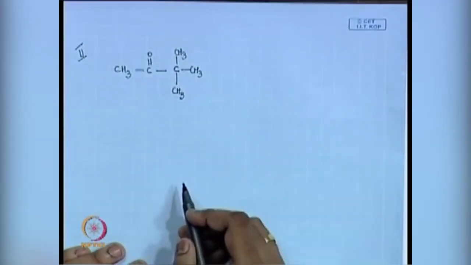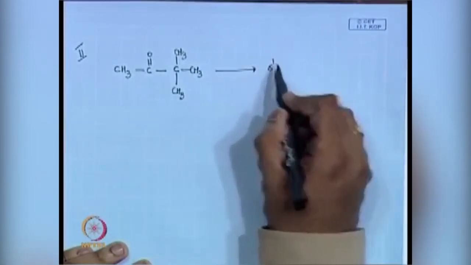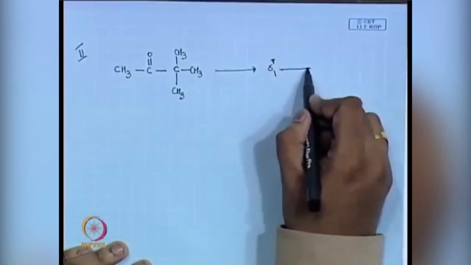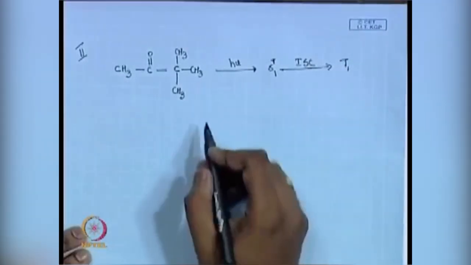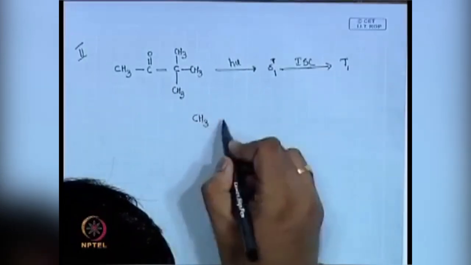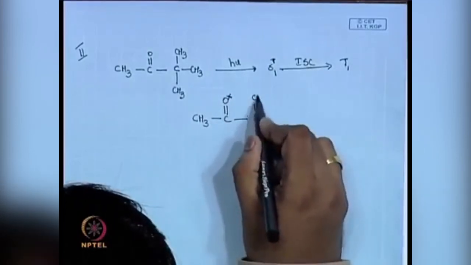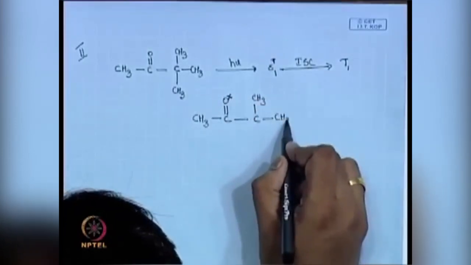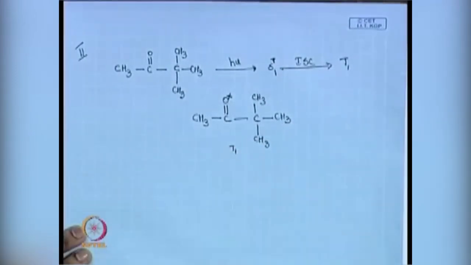Now, what happens once I shine light, it goes to singlet, that you can always write, you get S1 and then it undergoes an intersystem crossing to my T1, that is fine. So, I have taken a triplet excited ketone. It is in a T1 state. Now, you have to think about your alpha cleavage reaction.